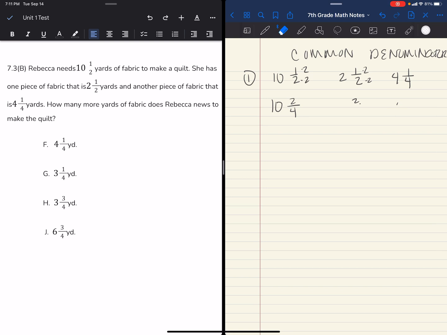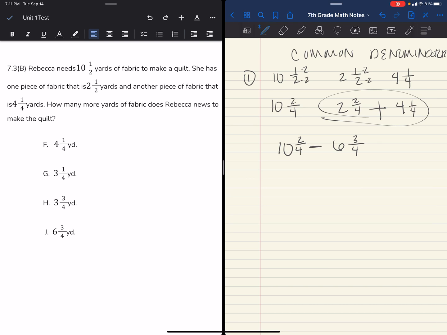So again, I am adding these guys together. So let's just put a plus sign and add. Whole number to whole number, 2 to 4 is 6. 2 plus 1, numerator to numerator, is 3. So 2 2/4 plus 4 1/4 comes out to 6 3/4. And I am subtracting that from my 10 2/4.